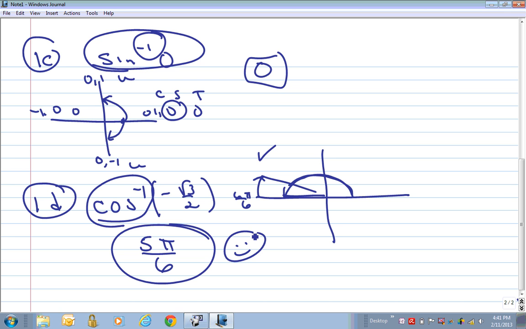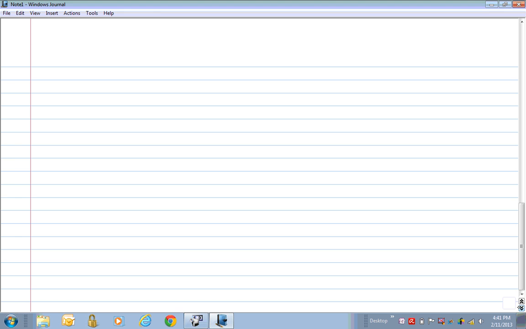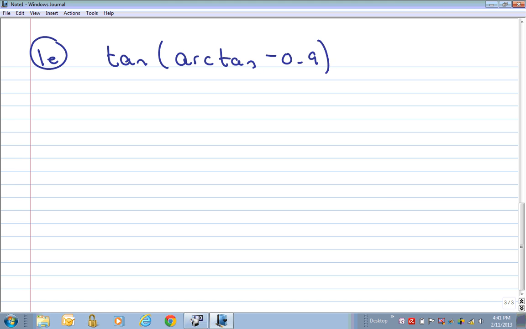All right, last one is 1e. For this section we have tan, and then we have arc or inverse tan, of negative 0.9. Tan and arc tan basically cancel each other out. As long as your inverse tan is inside the parentheses, this is a composition, you do that first, then you should be in pretty good shape. So they're going to offset each other and become 1, and 1 times negative 0.9 is simply negative 0.9.